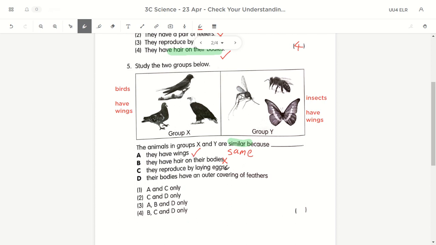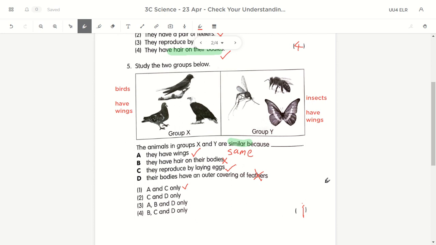They reproduce by laying eggs. Birds reproduce by laying eggs, correct. Insects reproduce by laying eggs, correct too. And their bodies have an outer covering of feathers, no. Only birds have feathers. Insects don't have feathers. Insects have a hard outer covering. So the only ones that are correct are A and C. So A and C, answer is 1.